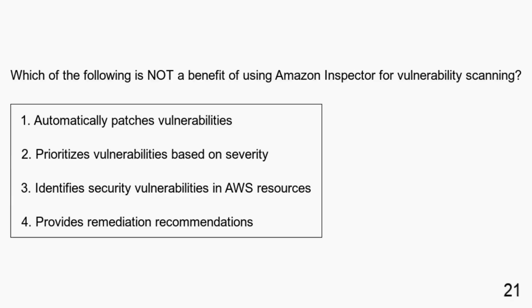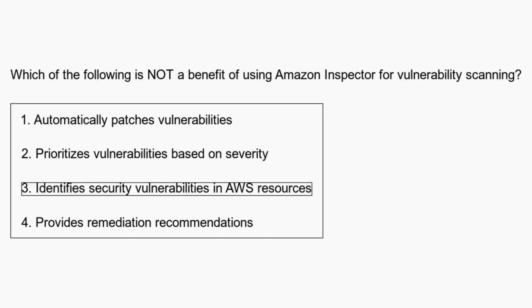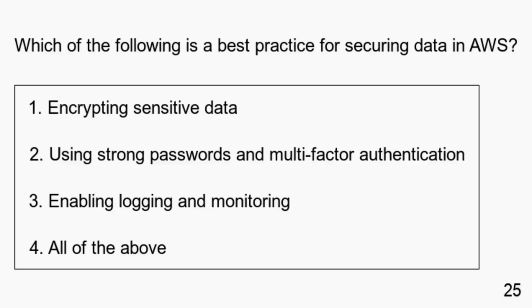Which of the following is not a benefit of using Amazon Inspector for vulnerability scanning? Automatically patches vulnerabilities. Prioritizes vulnerabilities based on severity. Identifies security vulnerabilities in AWS resources. Provides remediation recommendations. Inspector does not automatically patch vulnerabilities, it provides recommendations for manual patching.